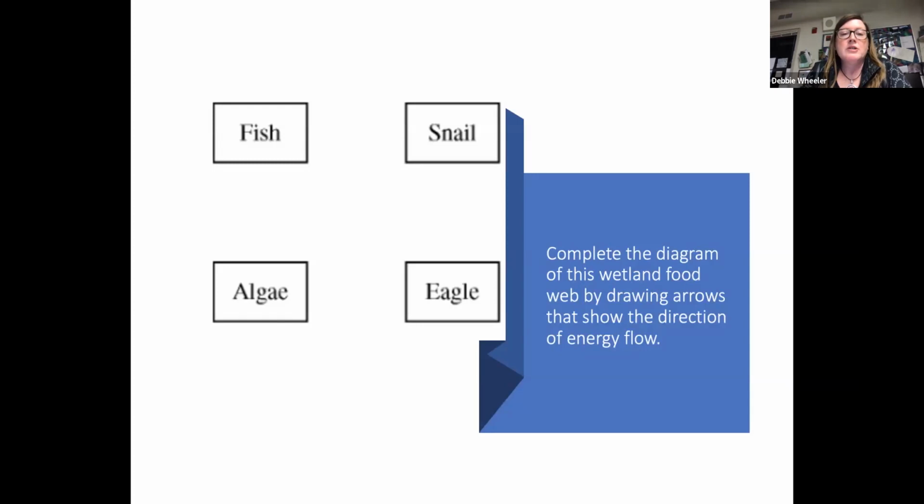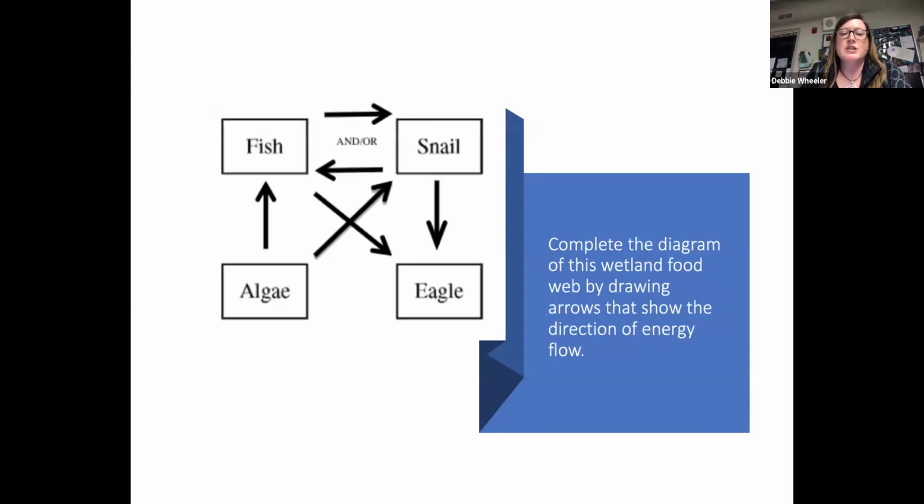Awesome. Okay, so here's a sample of some connections we could make. So we've got algae being eaten by fish and snails. We have the fish being eaten by eagles. Eagles might also eat snails. And then some fish may be consumed by the snail, although maybe we're talking fish eggs at that point, okay?